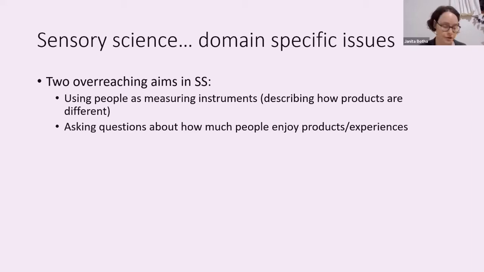The other aim is to ask people how much they enjoy products or experiences, and this is used in more of a marketing and product development context, where you give naive people that have not been trained products or hypotheses, and ask them, usually on a 9-point hedonic scale, how much they enjoy the experience. There are a bunch of accepted methods to actually measure these kinds of things.